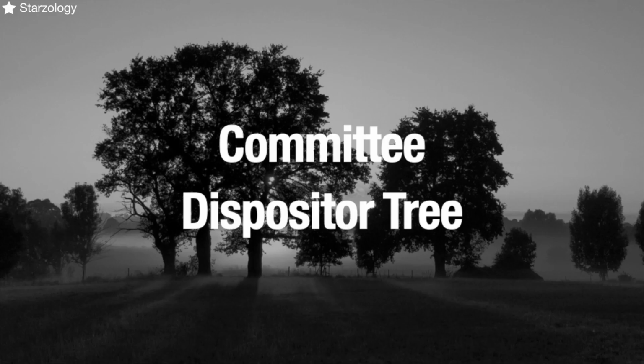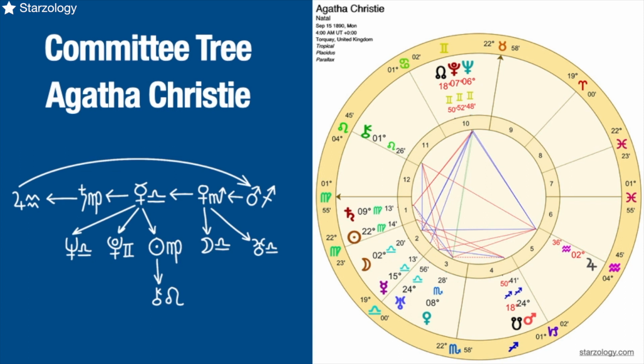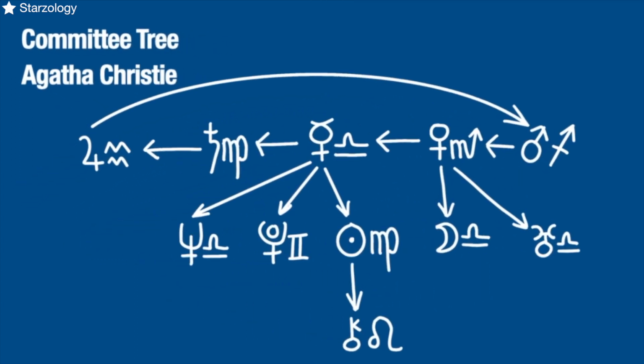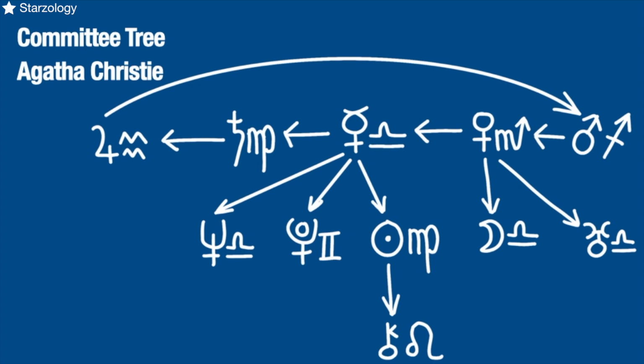And then the 5th type of dispositor tree you can have is a committee dispositor tree. And this is where you have the big chain going on. The example chart I have here is for the writer Agatha Christie, and she has a committee tree of 5 planets: Jupiter, Saturn, Mercury, Venus, and Mars. 5 planets are in her chain. They are in a committee.